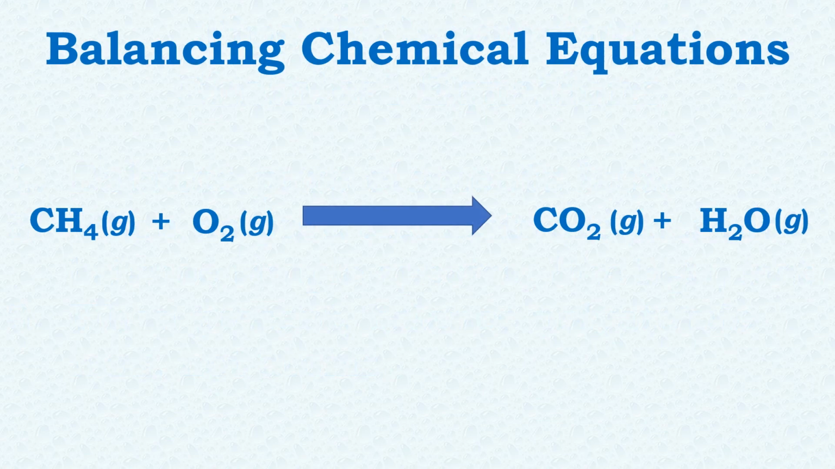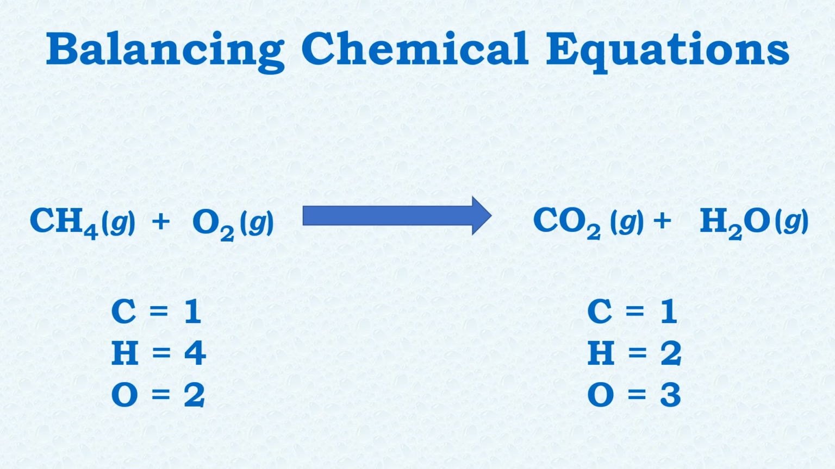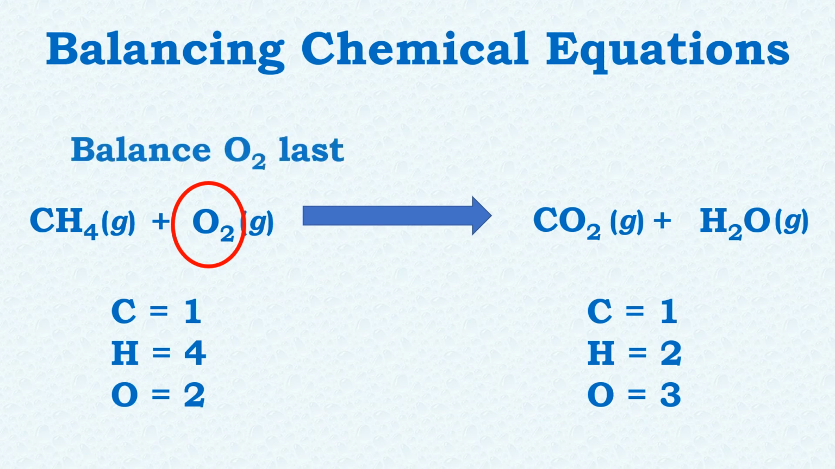In an earlier video, I showed the reaction of methane with oxygen to yield carbon dioxide and water. Here, the carbon is balanced, but the hydrogen and oxygen are not. Notice that oxygen on the reactant side is in its elemental form. In other words, oxygen atoms are not bonded to anything else. Only oxygen, O2, is present. Let's balance the O2 last.